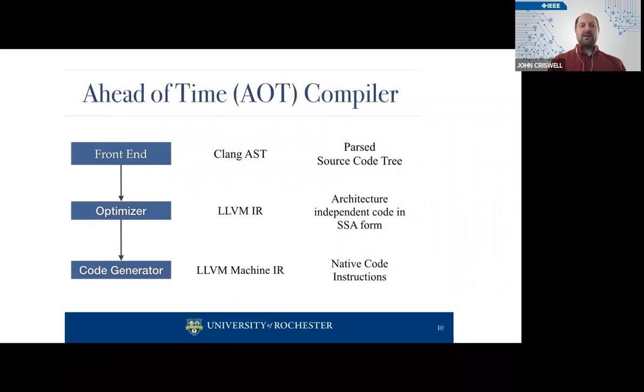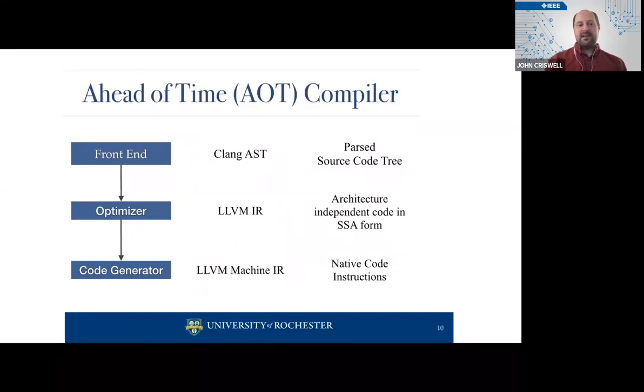Now, the LLVM compiler, at a high level, you can break it down into three parts: the front end, the optimizer, and the code generator. The front end is the component that takes the text of your program, the source code of your program, and parses it, right? Everyone remembers parsing from undergrad, right? Parses it and creates some sort of in-memory data structure representing the source code of the program. We call this in-memory data structure the Clang abstract syntax tree, or the Clang AST.